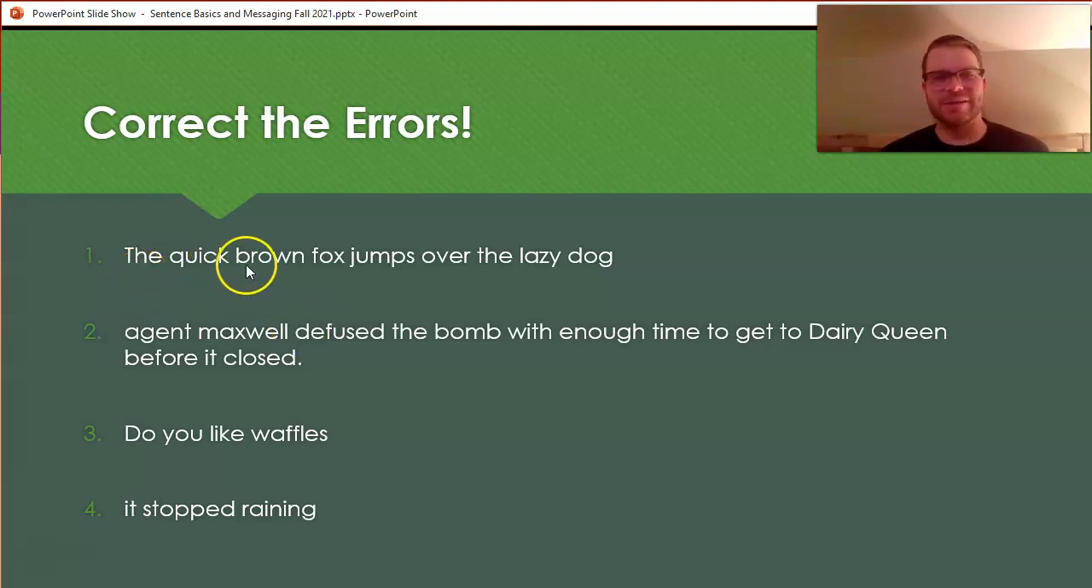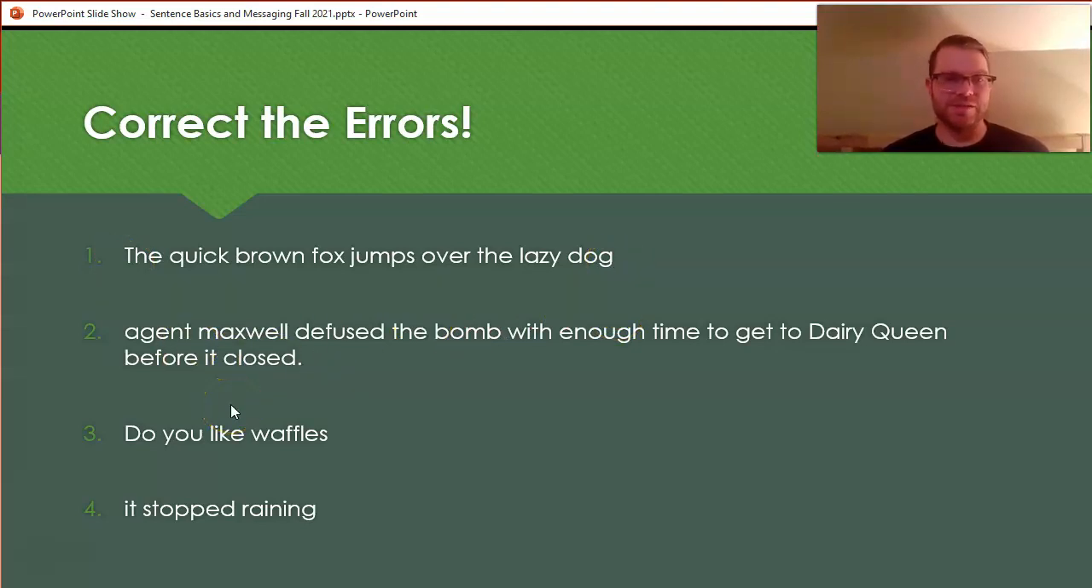Alright, the first sentence: the quick brown fox jumps over the lazy dog. The only error there is that it lacks an end mark. Personally, I would use a period to end that sentence. It already has the capital T in "the," so we don't have to fix capitalization. Just needed a period at the end.